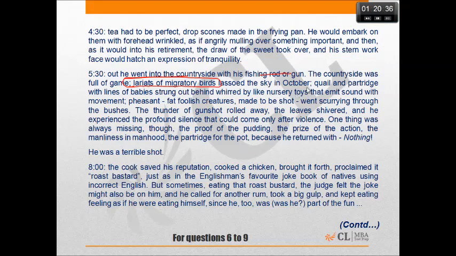The countryside, quail and partridge with lines of babies strung into fat foolish creatures made of short men scurrying through the bushes. The thunder of gunshots rolled away, the leaves shivered, and he experienced the profound silence that comes only after violence. One thing was always missing, though: the proof of the pudding, the price of the action, and manliness in manner, and partridge for the pot because he returned with nothing. He was a terrible shot.